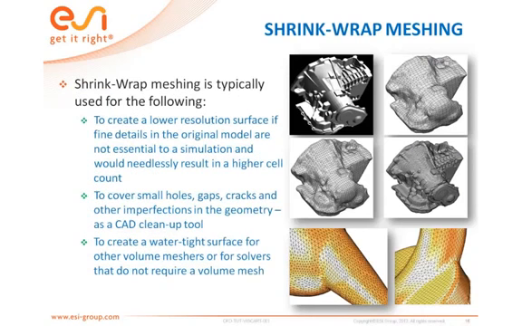A shrink-wrap surface mesh is typically generated to cover, or clean up, dirty geometry that includes holes, gaps, cracks, or other geometry imperfections. It can also be used to generate a lower resolution surface, if fine details in the original surface are not essential to a simulation.